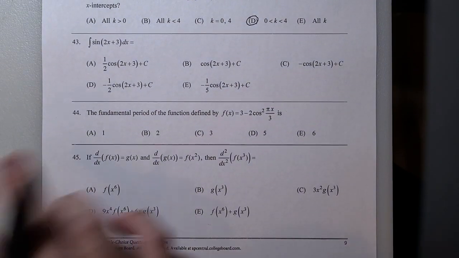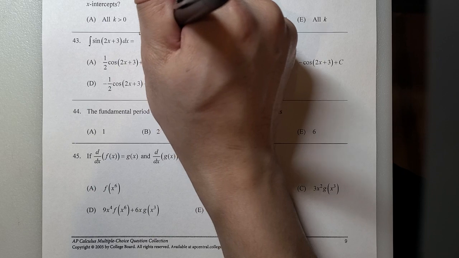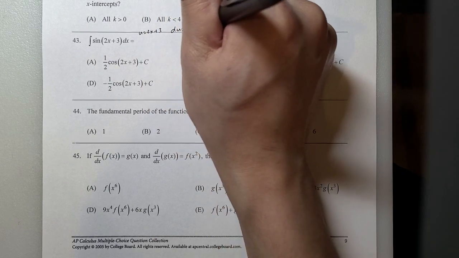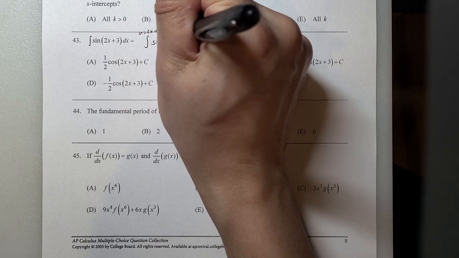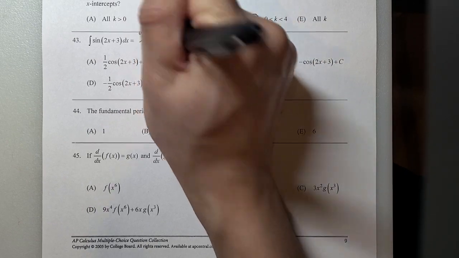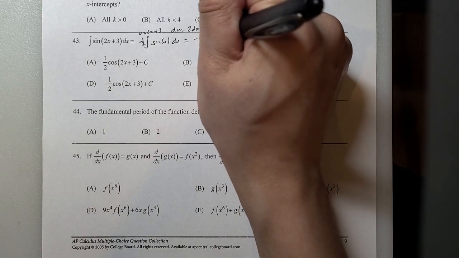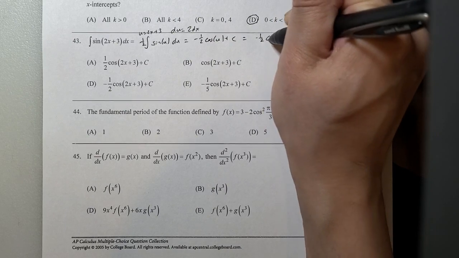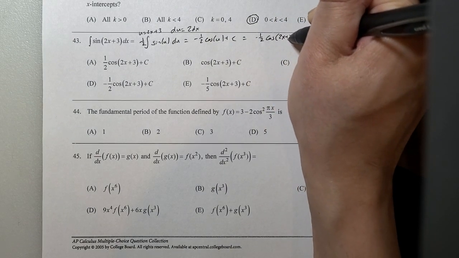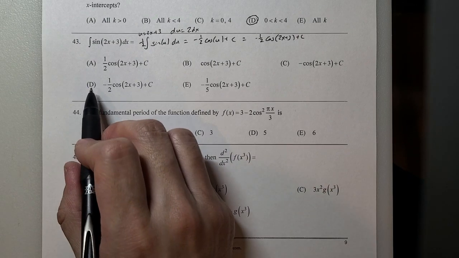Okay, this one is a simple substitution. If we let u be 2x plus 3, du would be 2 dx. So it becomes the integral of sine u du with a half in front. So this is minus half cosine u plus c, which is negative half cosine of, what's u, 2x plus 3, plus c. So 43 is d.